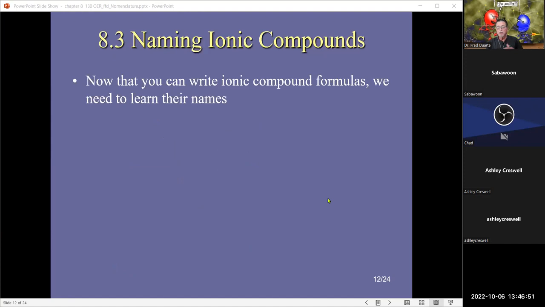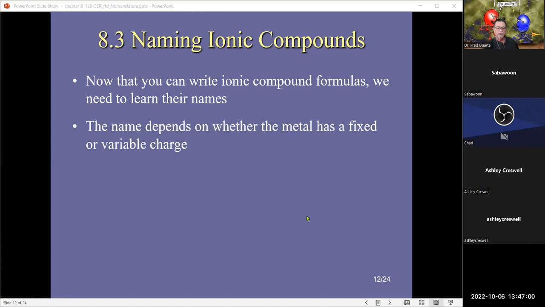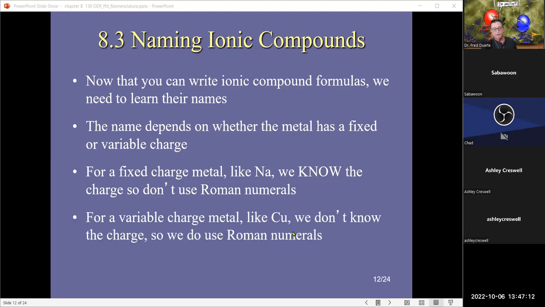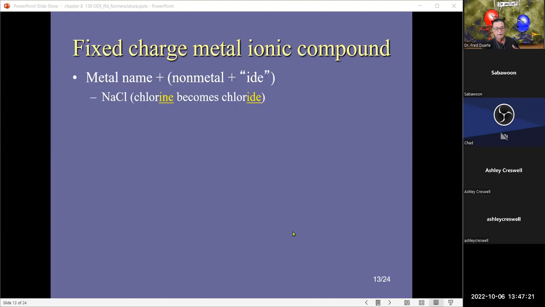So now I've been doing this as we've gone along, but your textbook now talks about naming ionic compounds. Okay, naming an ionic compound. The name depends on whether the metal is a fixed or a variable charge. That's that simple. Whether we use the Roman numerals or not, basically what it amounts to. The name itself doesn't change for the cation. Sodium still is sodium, be it an element, be it an ion in all the metals.